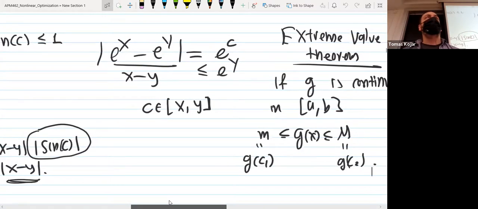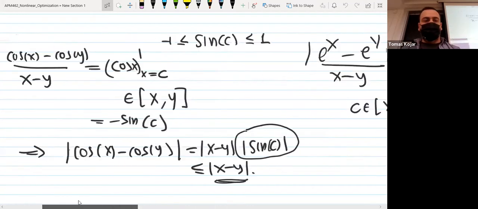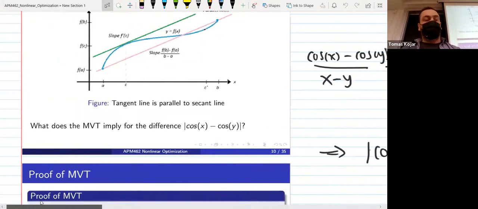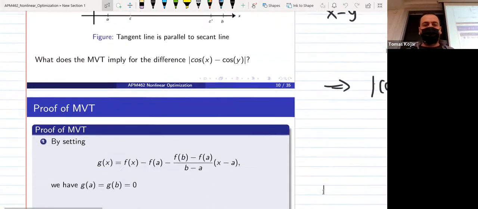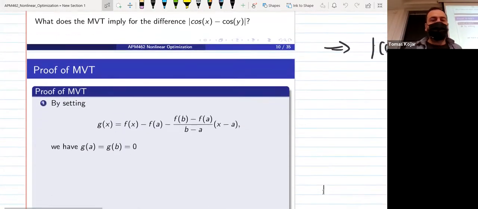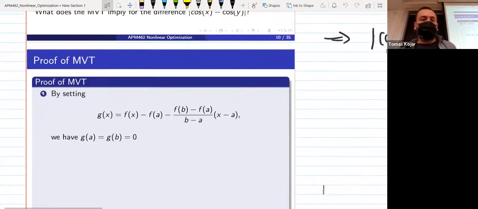Should I move on? Right, so yeah, that's how we're going to use the mean value theorem. So let me review the proof. You have to use this auxiliary function, g of x, okay? And this is how we define it. So f of x, and then these are constants, they don't depend on x.